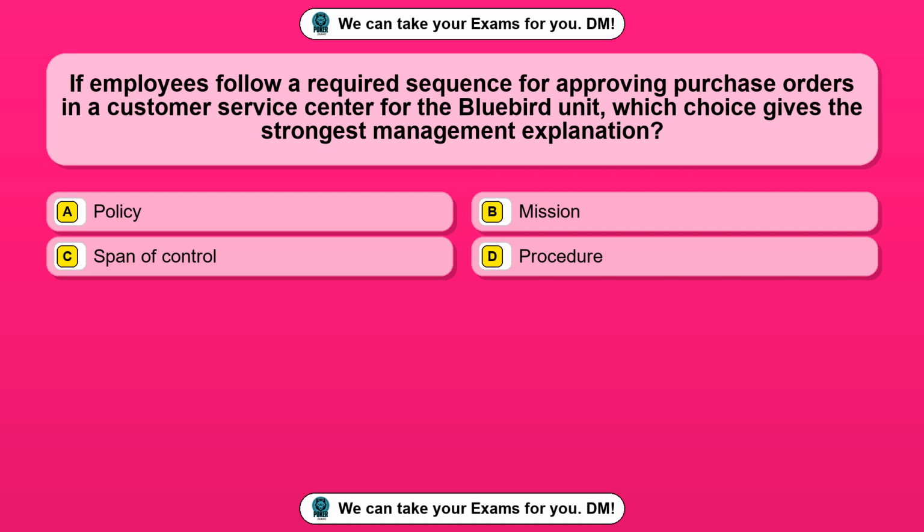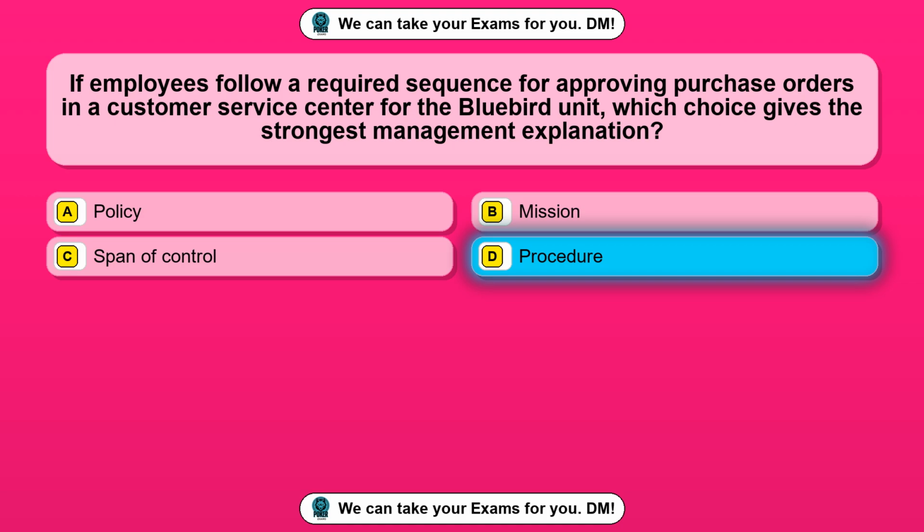Question 7. If employees follow a required sequence for approving purchase orders in a customer service center for the Bluebird unit, which choice gives the strongest management explanation? Option A. Policy. Option B. Mission. Option C. Span of control. Option D. Procedure. The correct answer is option D.